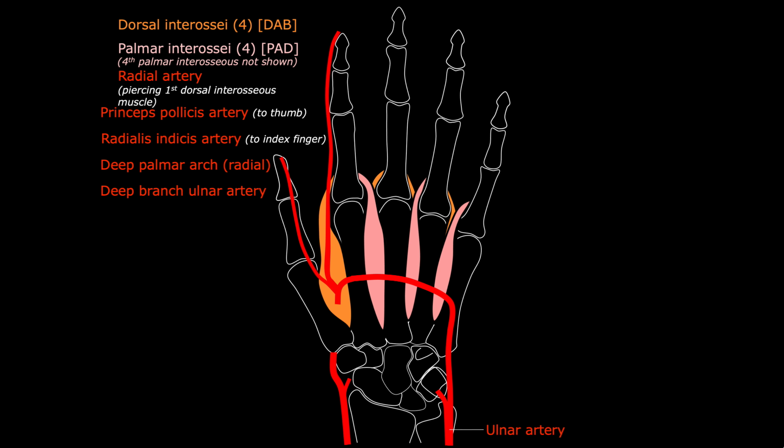And this is my ulnar artery, and look at it, from my deep palmar arch we have these metacarpal branches, and they are on the palmar side, so we call them palmar metacarpal arteries.